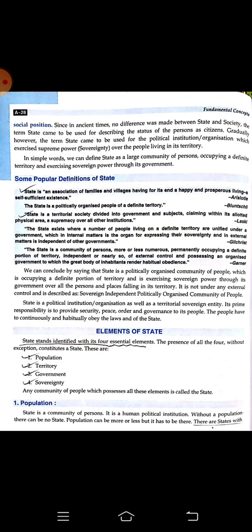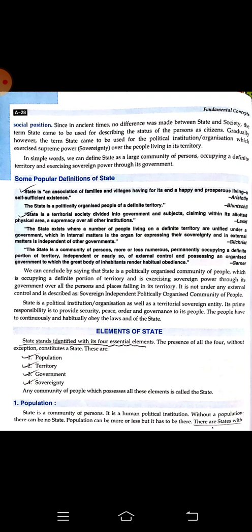The state's prime responsibility is to provide security, peace, order, and governance to its people. The people have to continuously and habitually obey the laws of the state. There are a few elements of state. One is the population, second is territory, third is government, fourth is sovereignty. Please do not change the sequence. First, second, third, fourth, as it is written, memorize it in that way only.